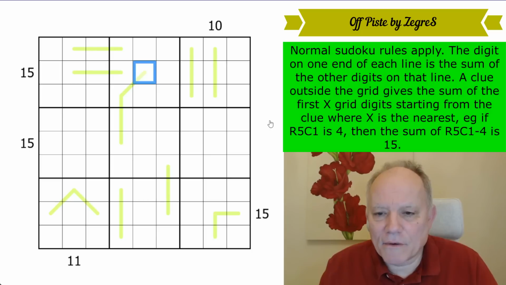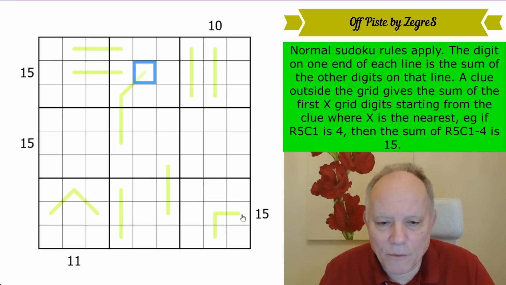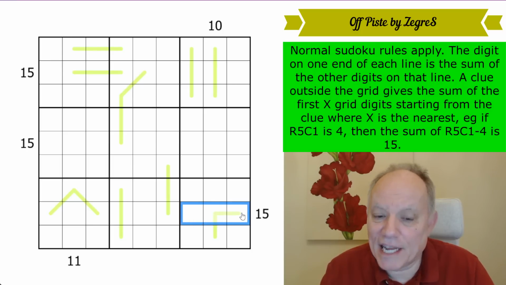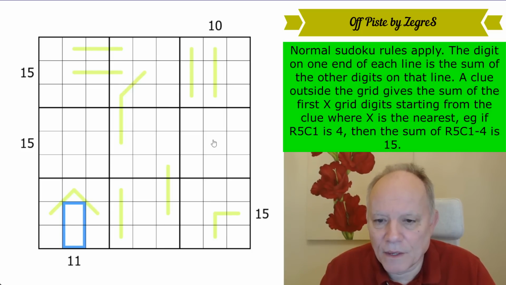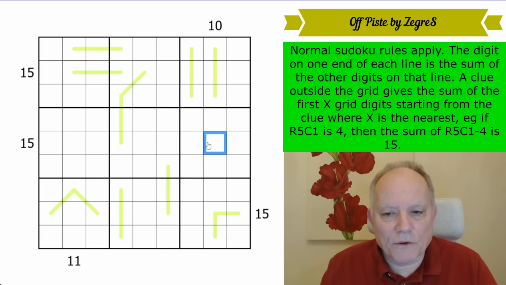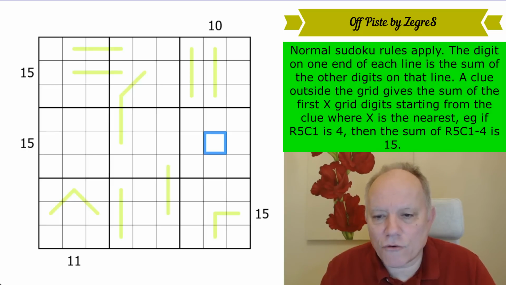Now, outside the grid, if a clue is there, it gives the sum of the first X digits starting from the clue, where X is the nearest digit. So if that's a 3, we're adding 3 digits here, and they all add up to 15, including the 3. If that's a 2, the first 2 digits add up to 11, including the 2. That's not the example given in the rule set, but that does not matter. We are going to crack on with the puzzle.